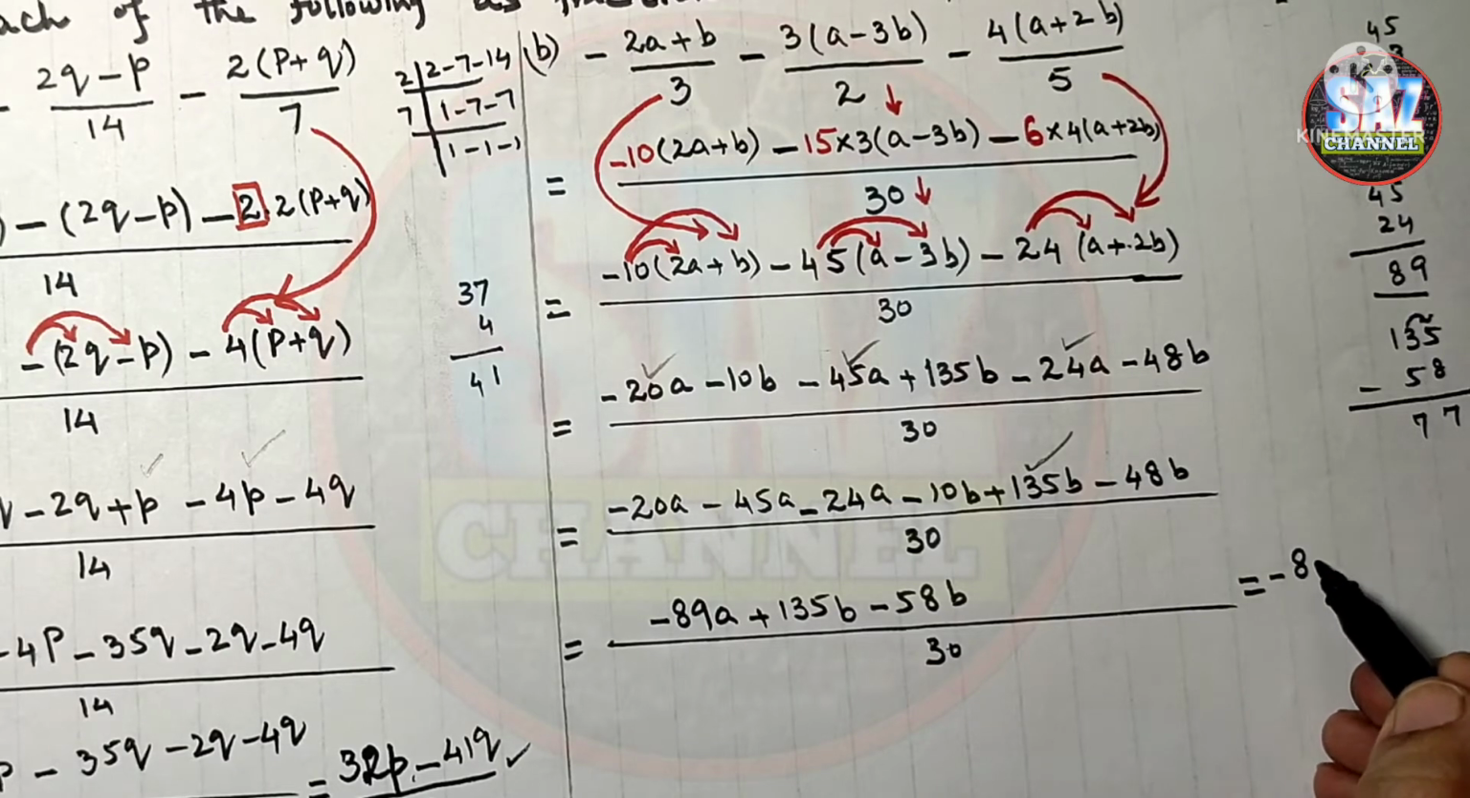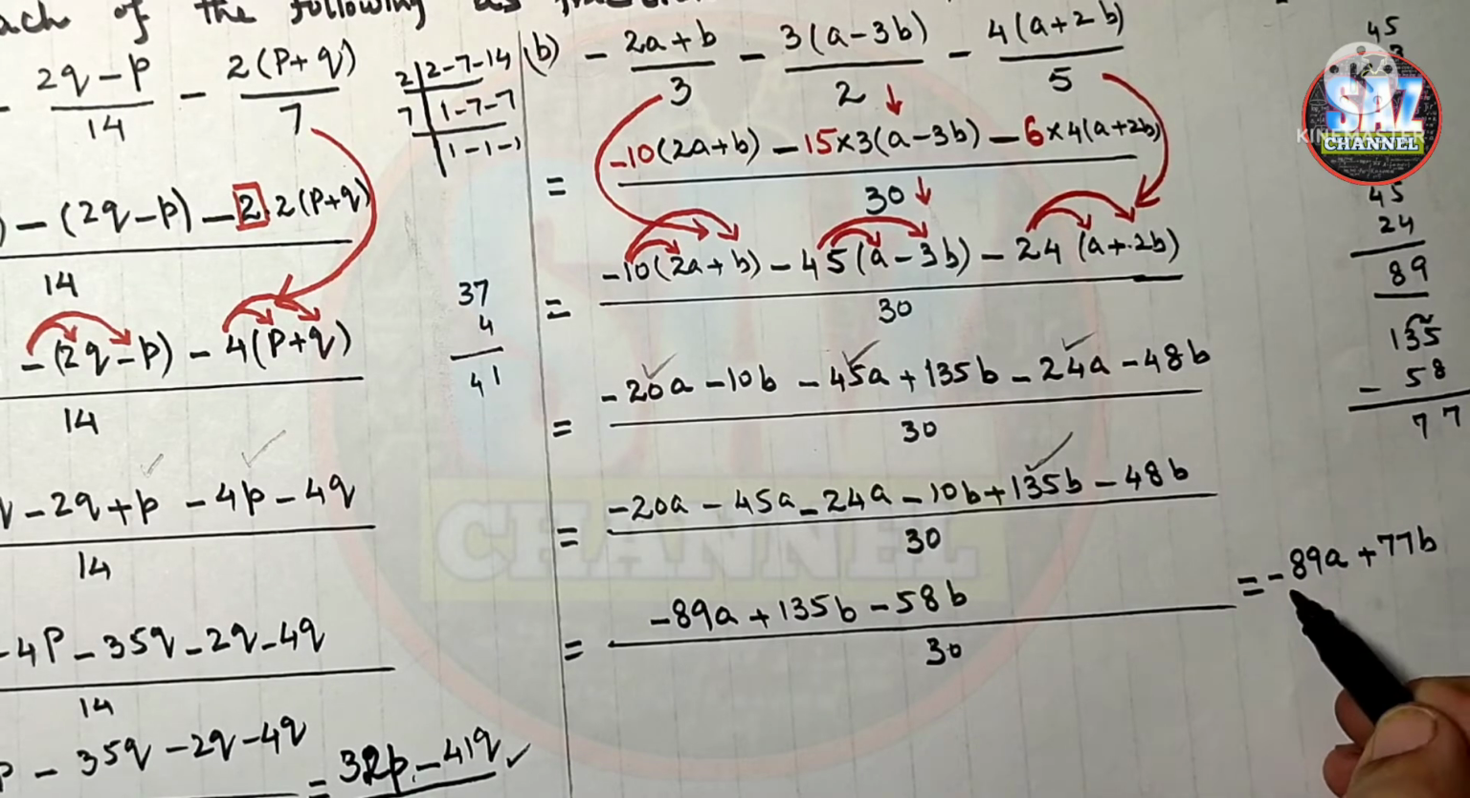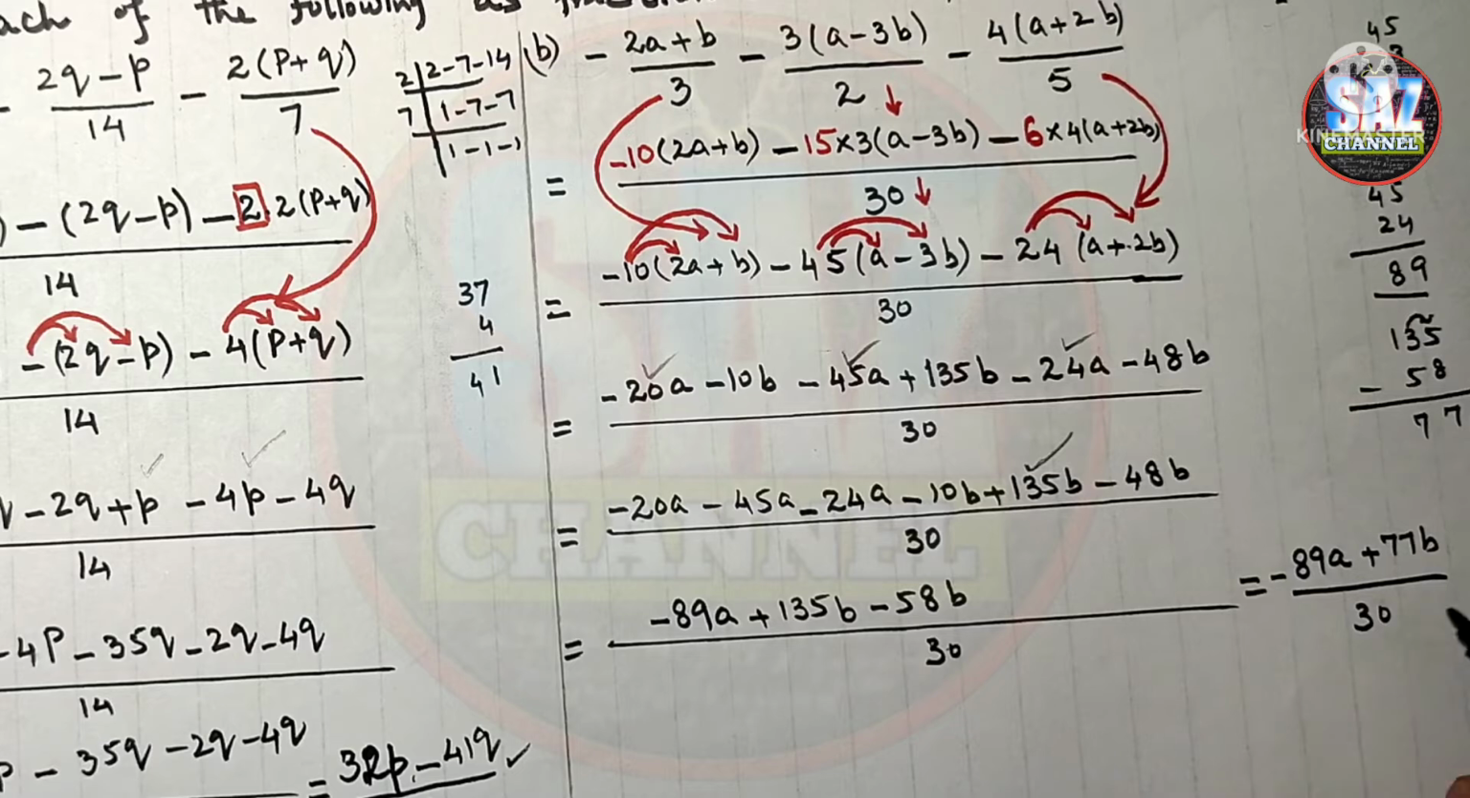Minus 89a plus 77b by 30. Now at this stage I have to see, can I extract, can I pull out some number which is common in both? So I don't think that 89 and 77 come in the same table.